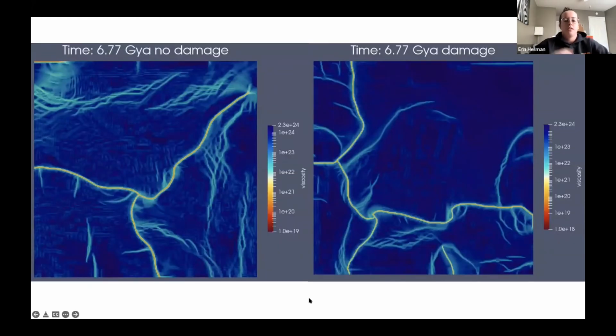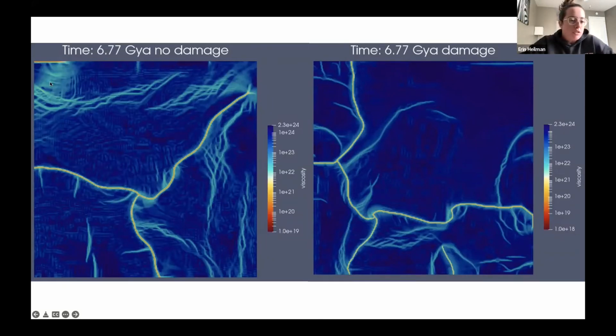So this is a map view looking down on the 2 different models. The only differences between these is if it's using the damage rheology or not. On the left, there's no damage used, and on the right, there is damage. This is looking at the viscosity field, and the number one takeaway that we could see is when you use the damage rheology, you see a lot more strain localization in some of these spreading centers. For reference, the orange is where the subduction zones are, and the lighter blue in the viscosity is the spreading ridges.